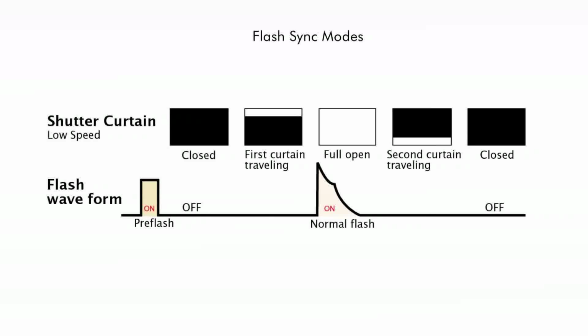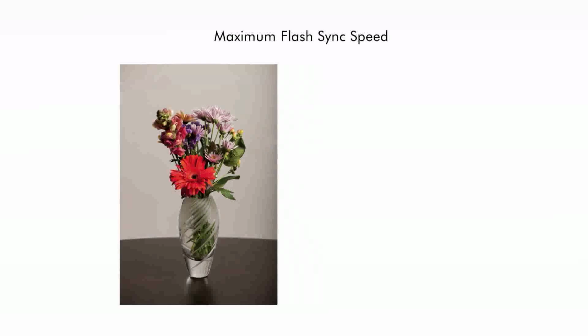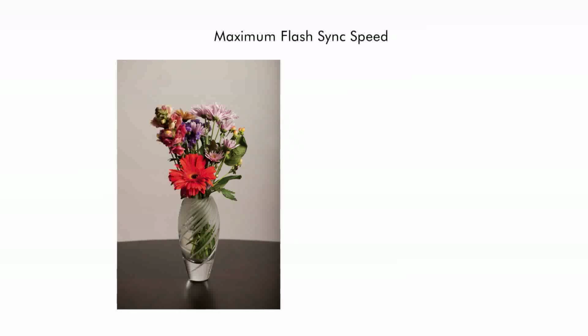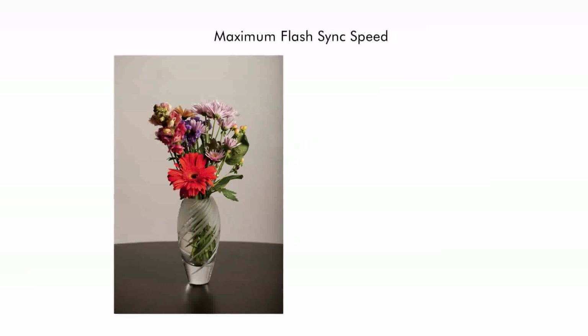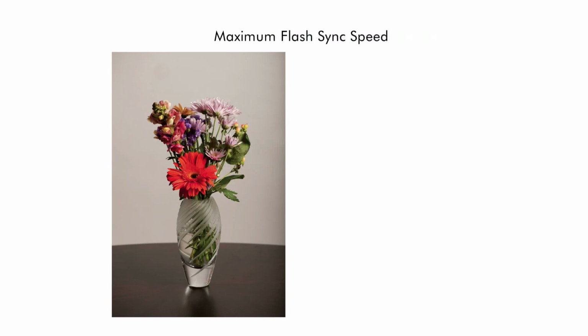Here you can see how a flash synchronizes with a shutter release. The higher your shutter speeds, the narrower the space between the shutter curtains as they move across the image area. A camera's maximum flash sync speed is the fastest shutter speed at which the first curtain is completely open before the second curtain starts to close.